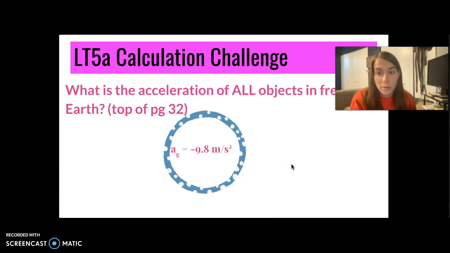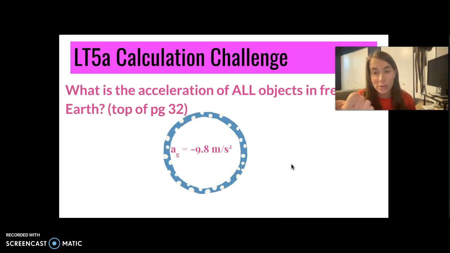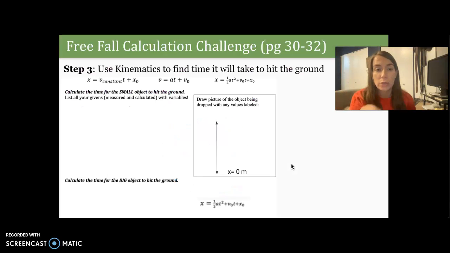All right, one more step. The question with Cooper was not which one was going fastest or which one had more acceleration. It was time. Which one had more time? So let's go on to part 3 to use kinematics to find the time it's going to take to hit the ground. So kinematics are these 3 equations from Unit 1, and we want to solve for the time.